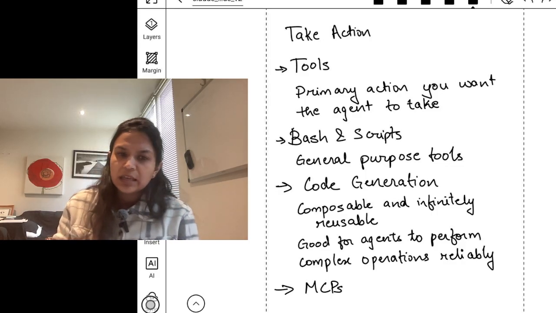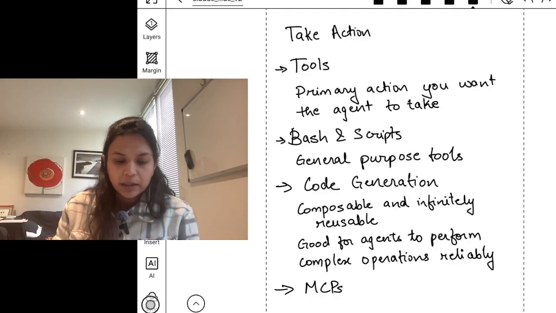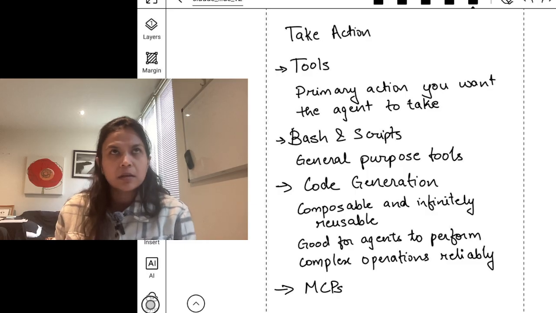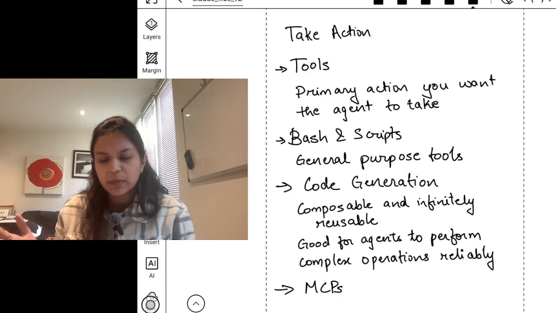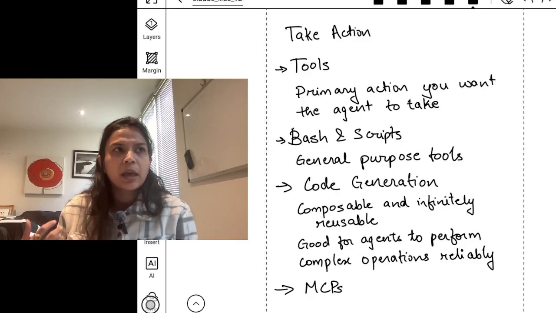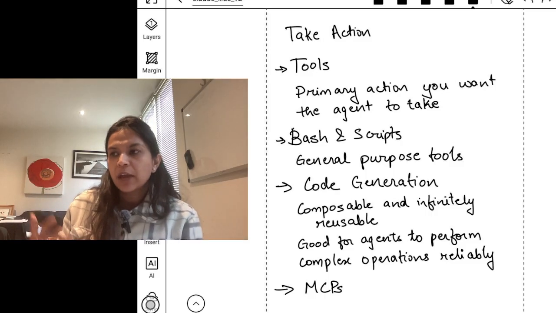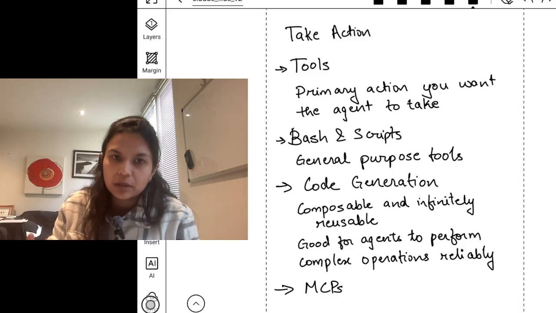And then last is MCPs. MCP is Model Context Protocol, which was released by Anthropic, I think last year or the year before. It has been there for around a year now. MCPs are a way of making your tools accessible for everyone. It is like a plugin integration for tools.